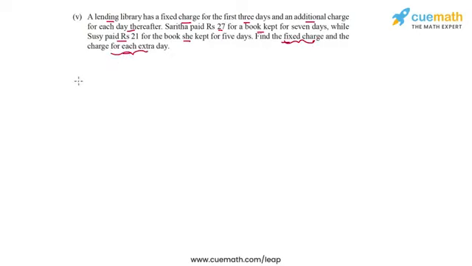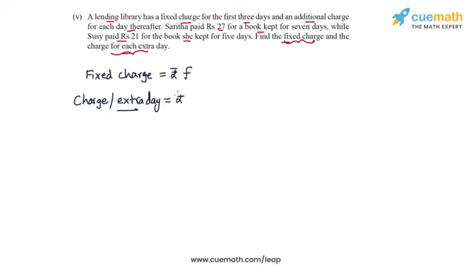So let's assume variables for them. Let's say that the fixed charge is rupees F, for fixed, and the charge per extra day, so this is a charge per extra day beyond the first 3 days, let's call it rupees C. So F and C are the two unknowns, and using the given information we have to set up a pair of linear equations in F and C. Okay, now what is the first piece of information given to us?